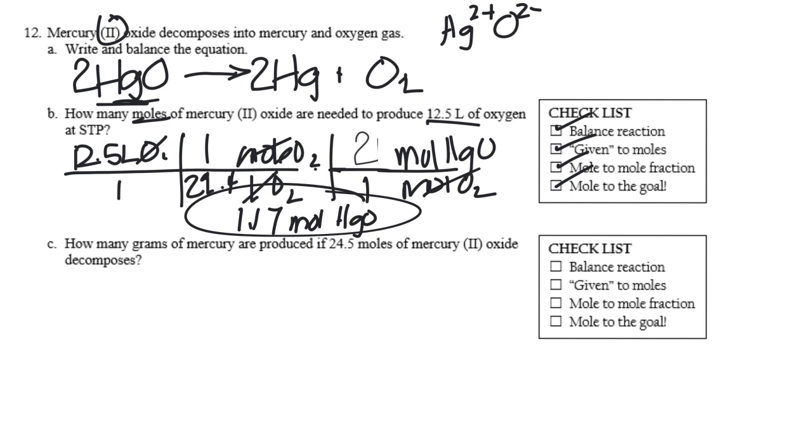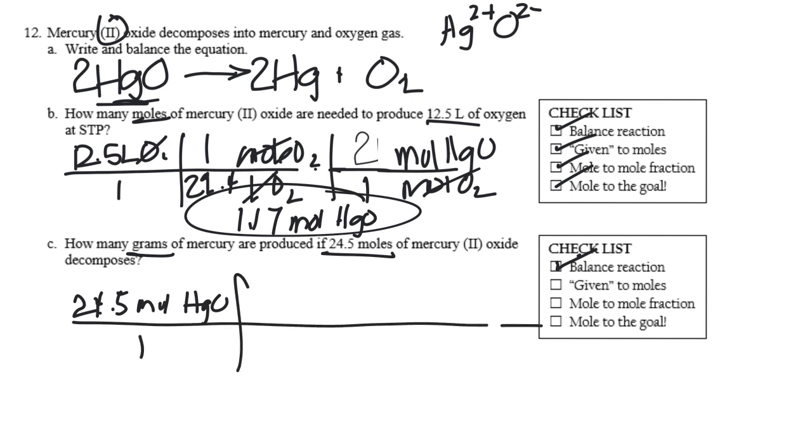Now, question B, we're using the same reaction, and we are asking how many grams of mercury are produced if a certain number of moles of mercury oxide are decomposed. So again, mole is mentioned once, 2 conversions. So balance the reaction, we're good. Now I need to get the given to moles. Well, the given is already in moles. So I have 24.5 moles of HgO.